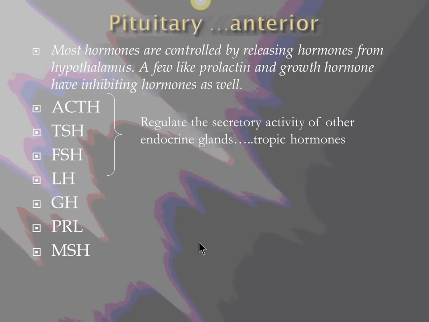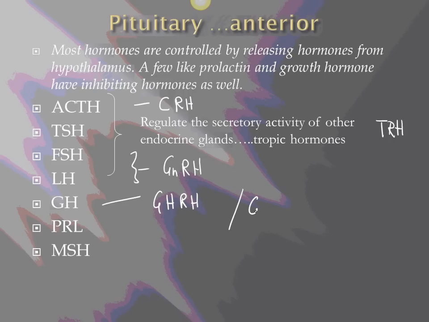Now here, let's look at the anterior pituitary. As I said, most of the hormones of the anterior pituitary are controlled by releasing hormones. So we had growth hormone releasing hormone, gonadotropic releasing hormone, corticotropic releasing hormone, and for TSH, we had thyroid releasing hormone. So these were the releasing hormones. And growth hormone also has growth hormone inhibiting hormone, and prolactin has prolactin inhibiting hormone.